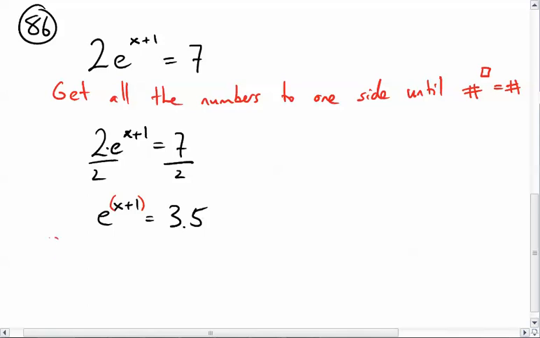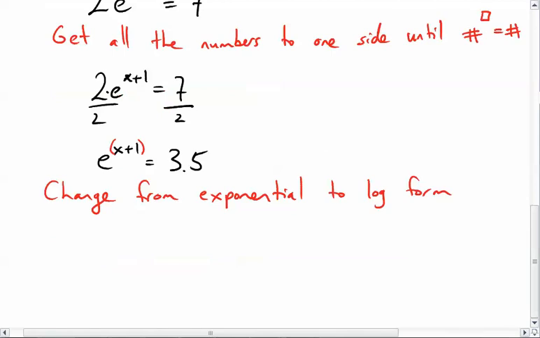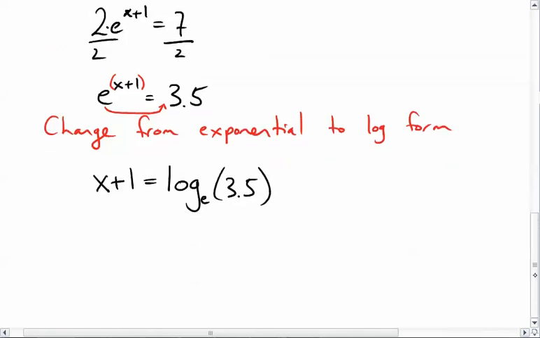So now I can change from exponential to log form. You're going to use this technique anytime you have a variable in the exponent. To take this base to the other side, it becomes the base of a logarithm. Changing it to log form is the same as taking the base of the exponent on one side and making it the base of a logarithm on the other side. And now I can simply solve for x.